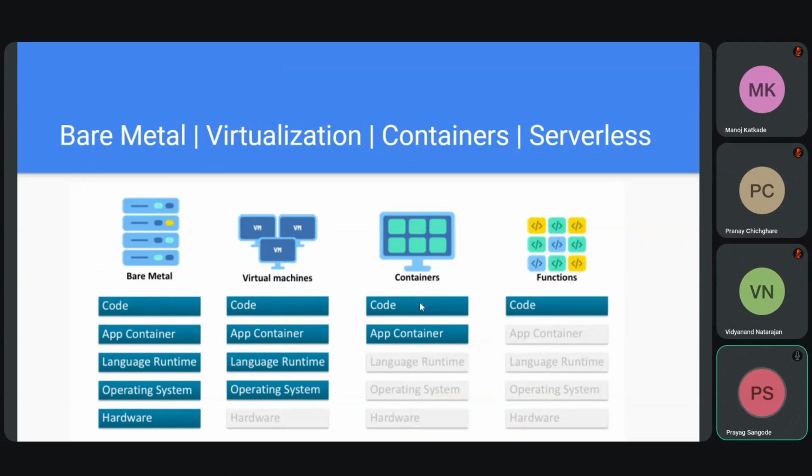We'll see that next. And there is also a functions option, in which we do not even worry about the container. We directly run the code, which is called serverless. But we'll be mostly concentrating on containers.